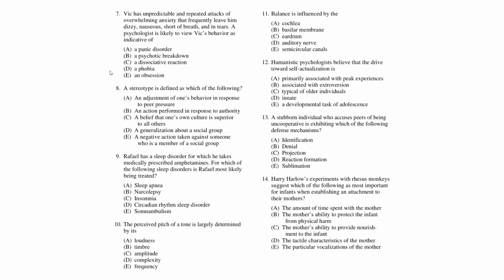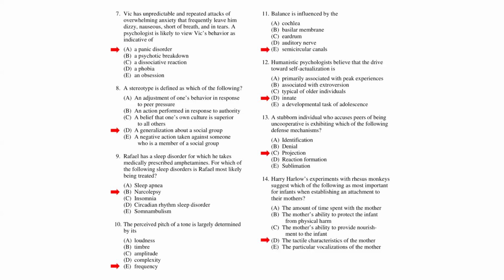Okay. So the answer for number 7 is A. The answer for number 8 is D. The answer for number 9 is B. The answer for number 10 is E. Answer for number 11 is E. Answer for number 12 is D. 13 is C and 14 is D. And so if you got number 7 wrong, then you would study unit 5, 8 unit 4, 9 unit 5, 10 unit 1, 11 unit 1, 12 unit 4, 13 unit 4, 14 unit 3.